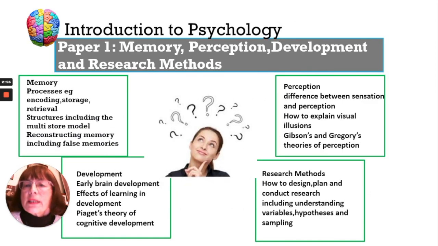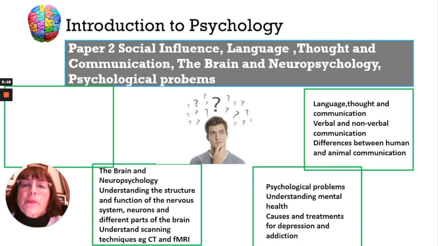So a little bit more detail here about each of the 2 exam papers in GCSE psychology. So paper 1, which covers memory, perception, development and research methods. And in the boxes there, I've just briefly outlined some of the topics that are covered in each of those particular areas in paper 1. So do have a look at those a little bit later, perhaps when you review this presentation afterwards.